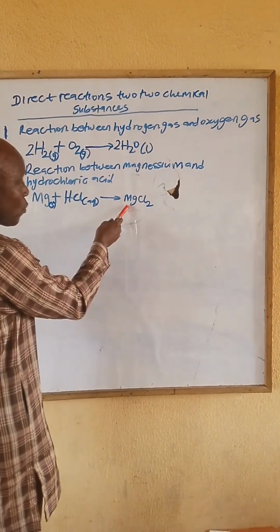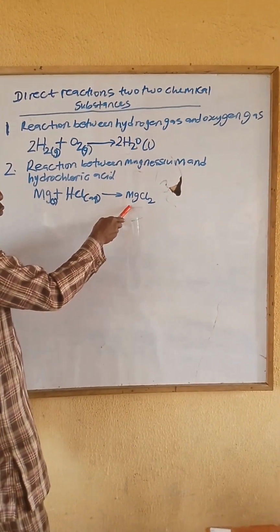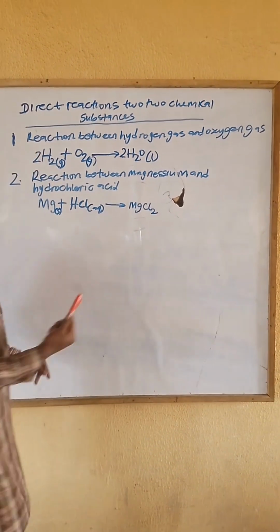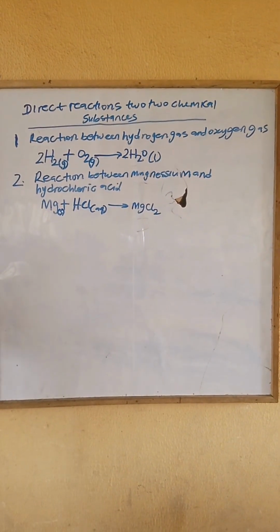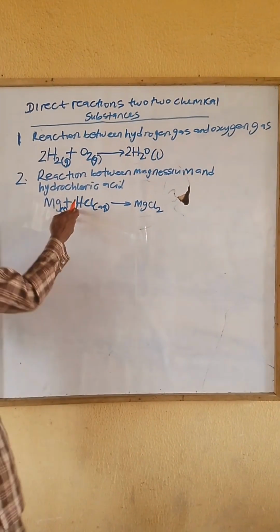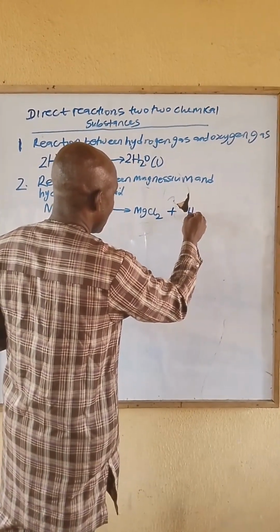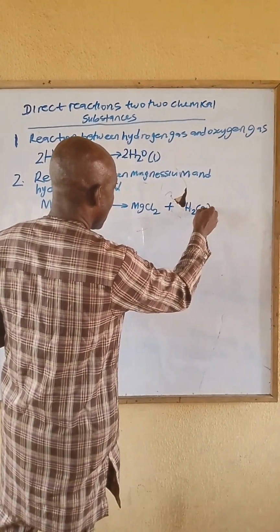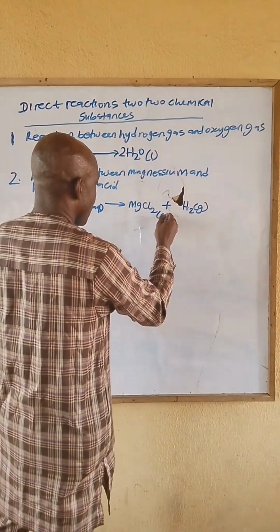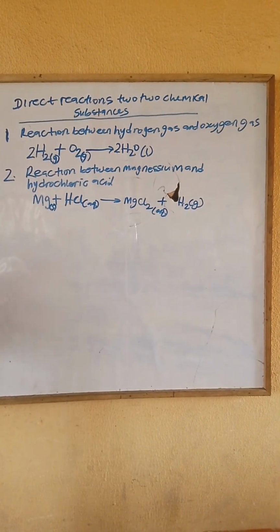Because magnesium belongs to group 2 of the periodic table, chlorine belongs to group 7, magnesium has a valency of 2, chlorine has a valency of 1. So when they exchange their valency, it becomes MgCl2, not just MgCl. Then hydrogen will be given up as a gas, plus hydrogen gas. So this is aqueous because it's a salt. It's aqueous, it's a salt, and the other one is a gas.